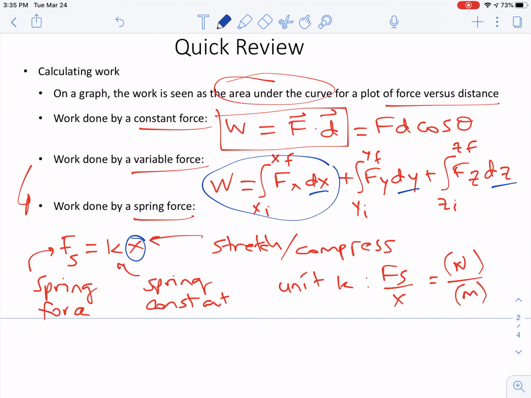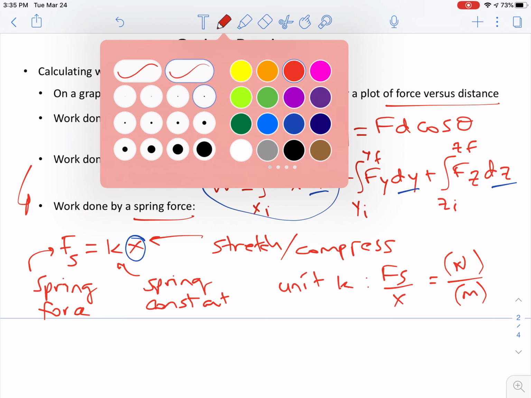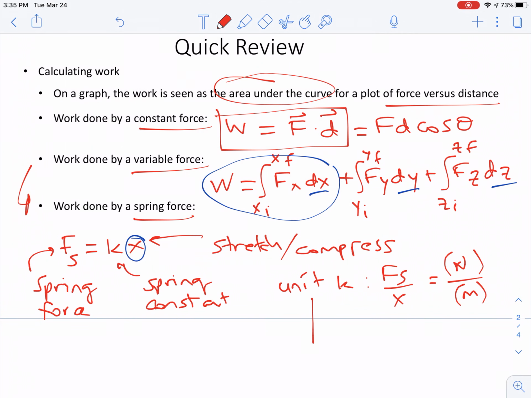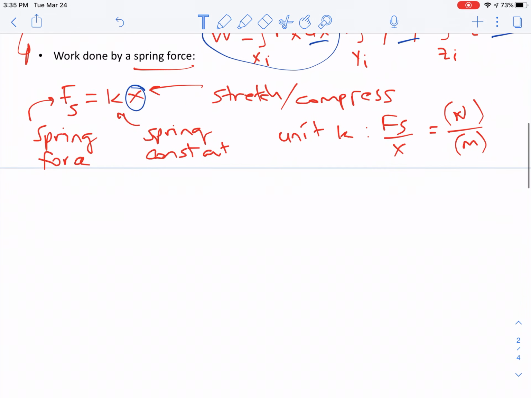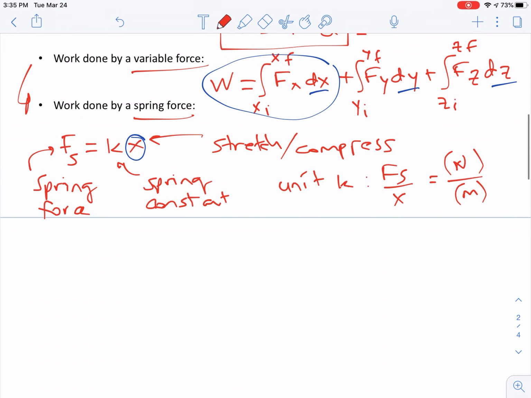The notes follow this, and if you follow the notes, you will find out how to get there. But I'm just going to show how to get it. Okay, so this is the work done by the spring force, Ws, from the integration of Fs dx.